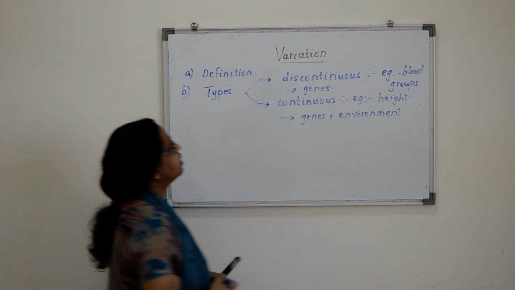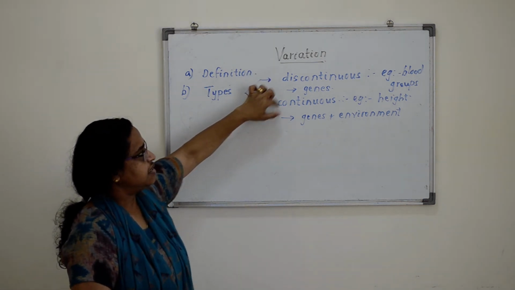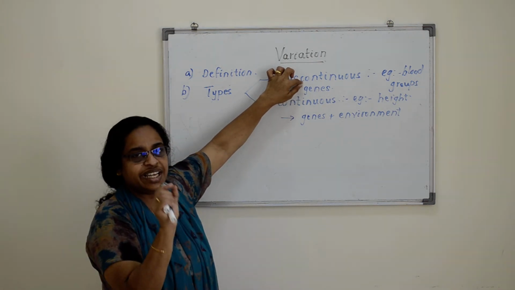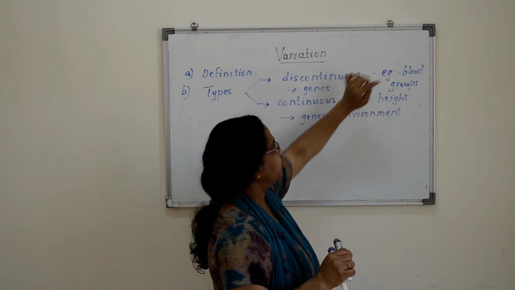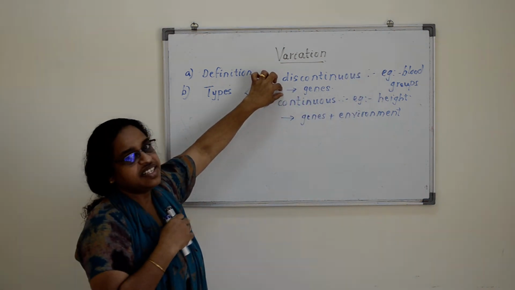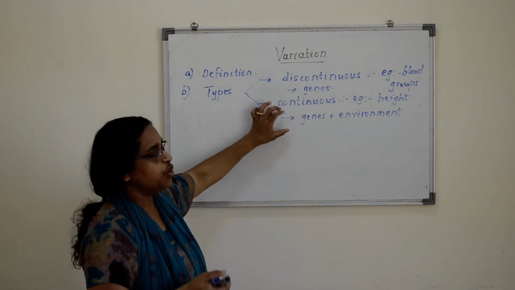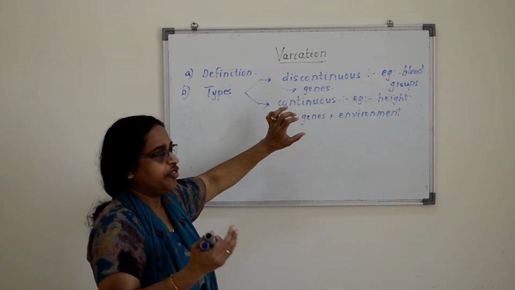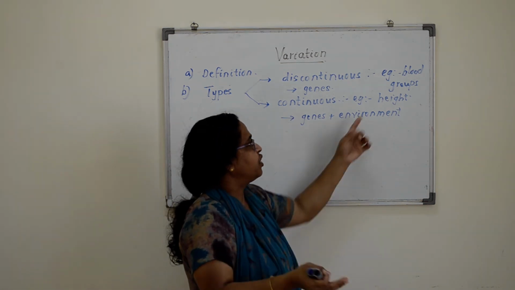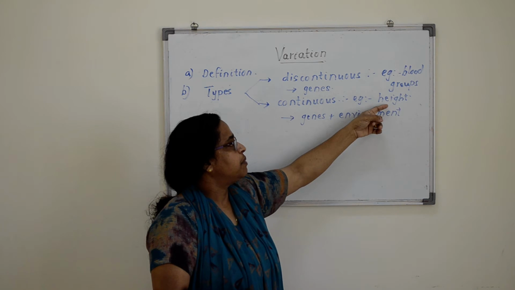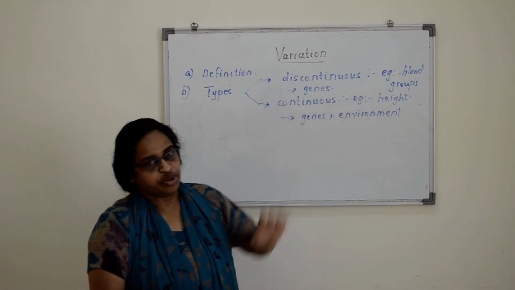So is it clear? There are two types, discontinuous and continuous. Discontinuous means there are only a limited number of phenotypes expressed, that is blood groups, and it is caused by genes alone. And continuous means you can get a lot of phenotypes, it's very different. There are many ranges, many phenotypes you can see. An example is height, and it is caused by both genes and environment.